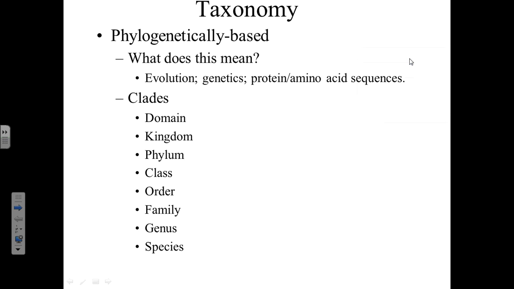All right, so last time, how many of you were at the last one of these? Hold up your hand. So most of you. We talked last time about taxonomy, which is the system of like classifying things into different groups.